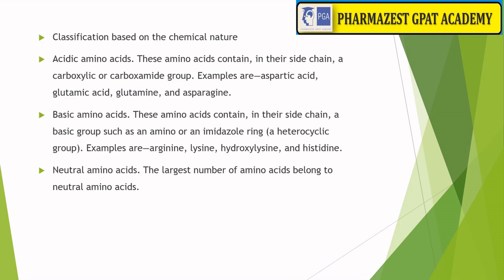Next, the classification based on the chemical nature. To summarize, the first classification is based on chemical reaction, the second classification is based on nutritional importance, and the third classification is based on the chemical nature. The first one is acidic amino acids.